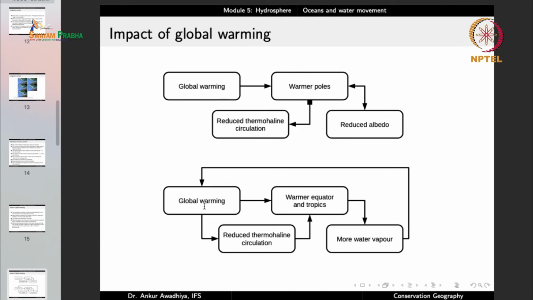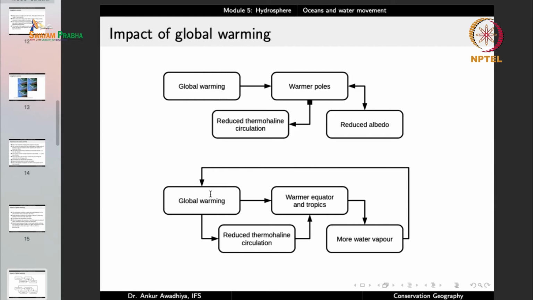Another thing that will happen in the tropics is that global warming, because of reduced thermohaline circulation, will result in warmer equator and tropics. Directly as well, global warming will result in warmer equator and tropics, which would result in more amount of water vapor in the air, which would then further enhance the global warming.